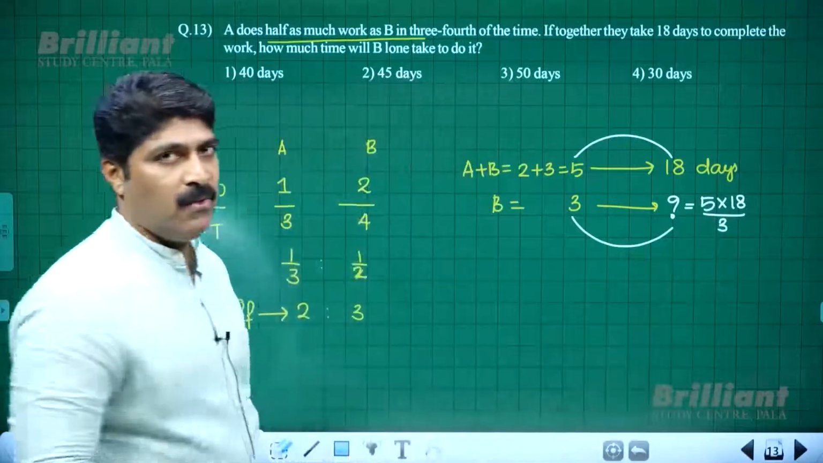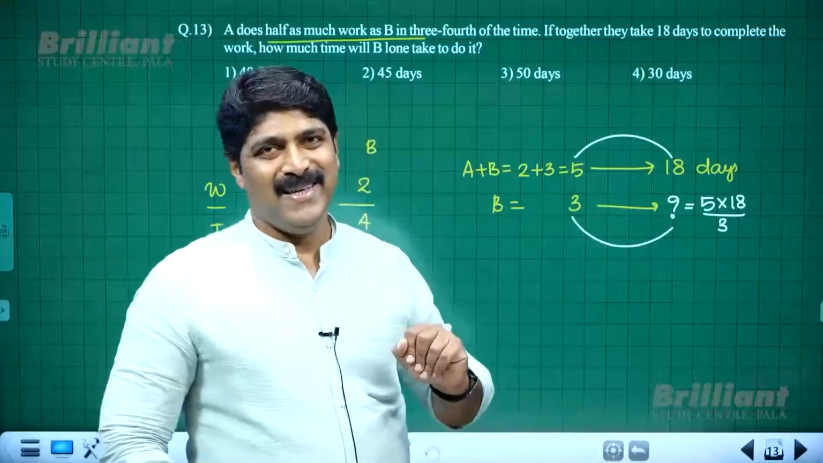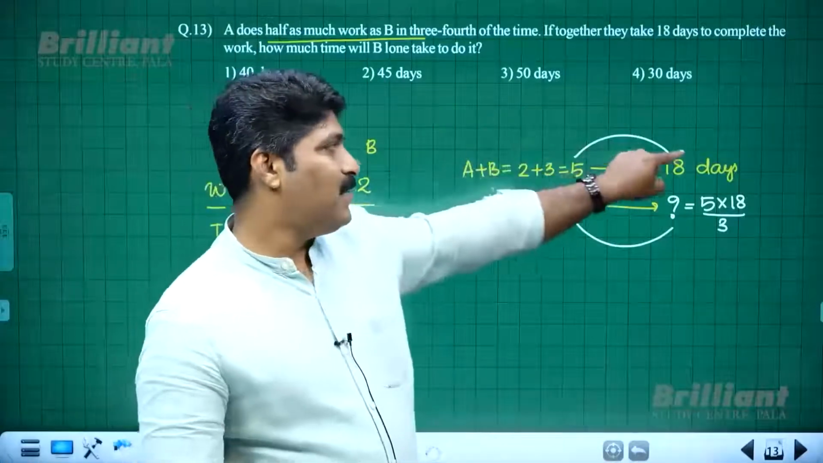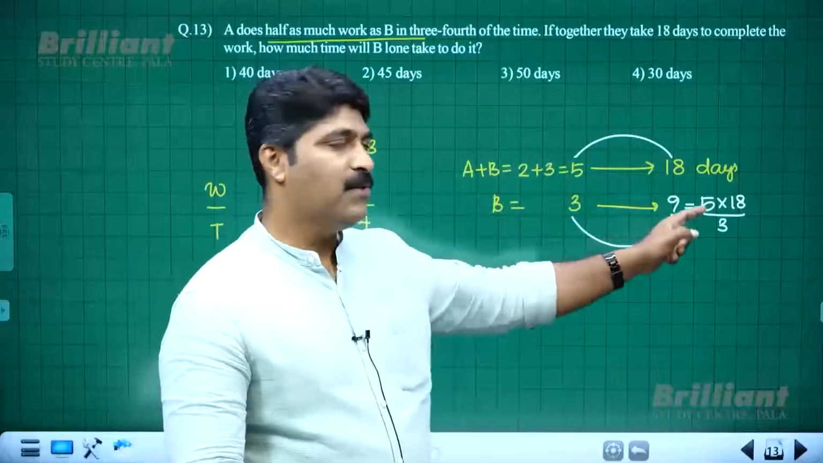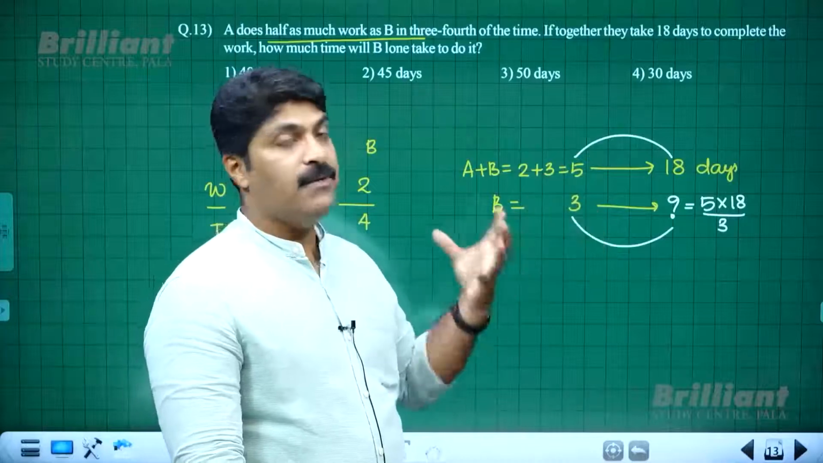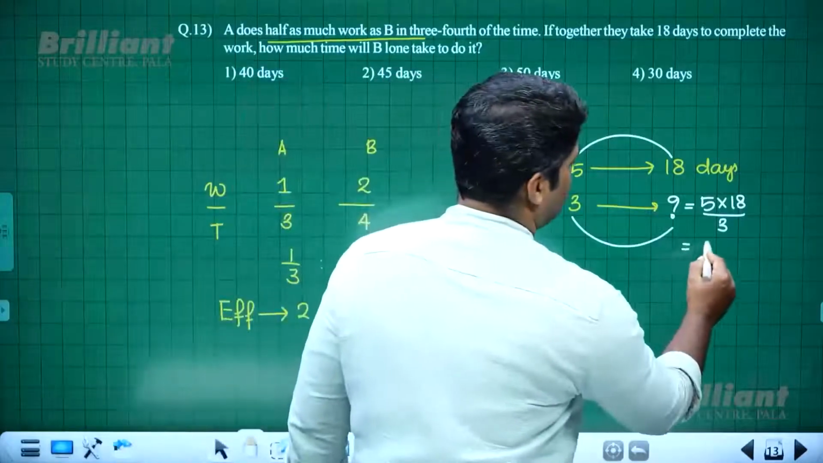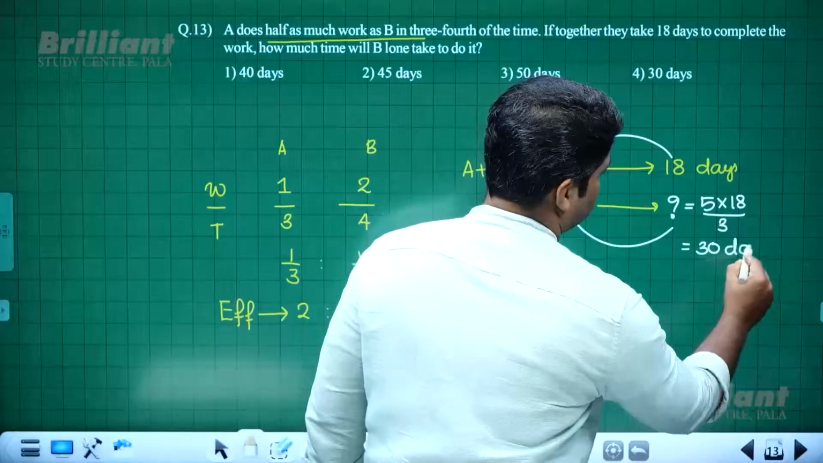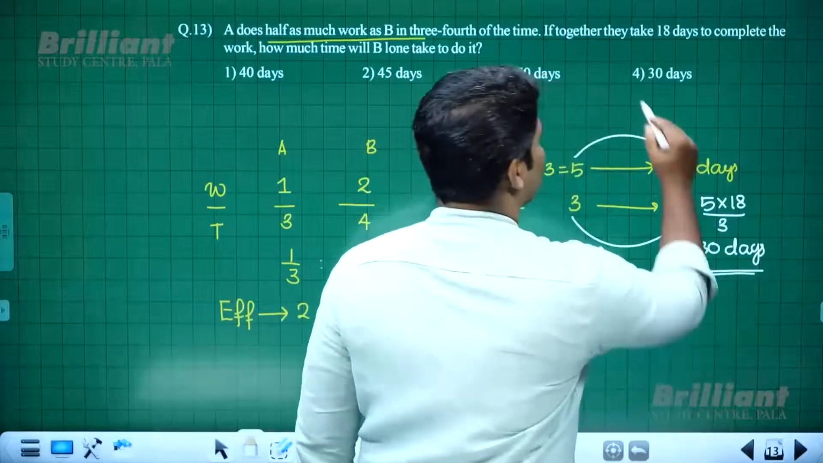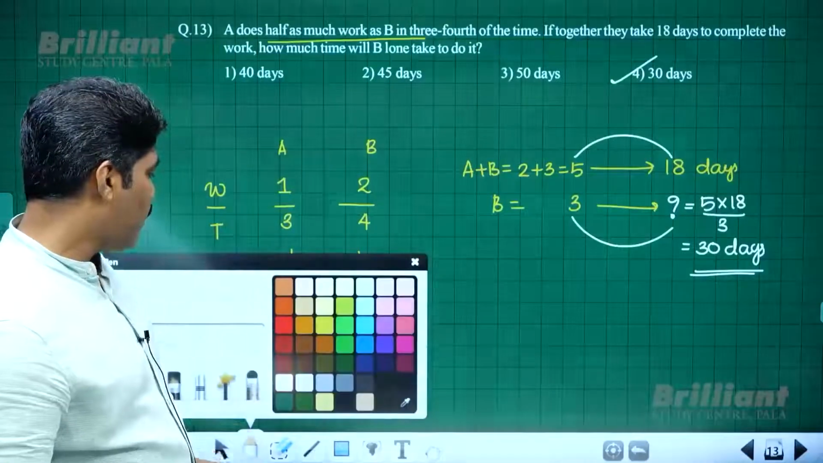Got it? We already learned that M1 into D1 equals M2 into D2. Similarly, efficiency into time is the same as efficiency into time. This is the combined efficiency of A and B, and this is the individual efficiency of B. By using this trick, we get 30 days. So that's the easiest way. Understand this tricky approach for finding the answer to this type of question.